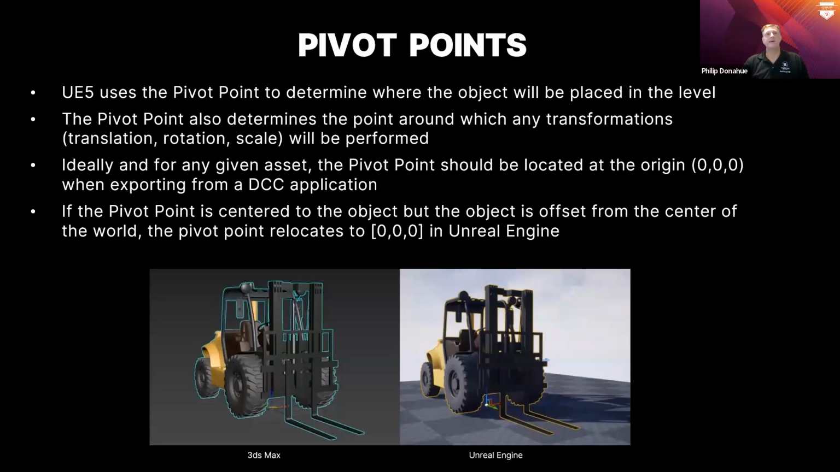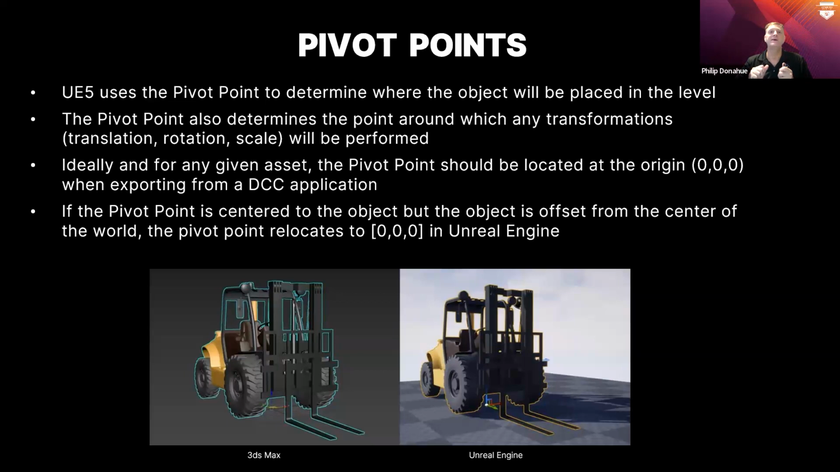Now, pivot points. If they're not set up right, it can be kind of a pain in the butt, especially if you're trying to move things around and rotate things. Unreal Engine uses pivot points to determine, first of all, where the object's going to be placed on the level when you drop it in. And it's also going to determine the point that transforms are performed around.